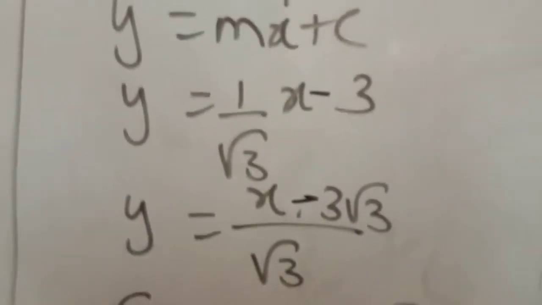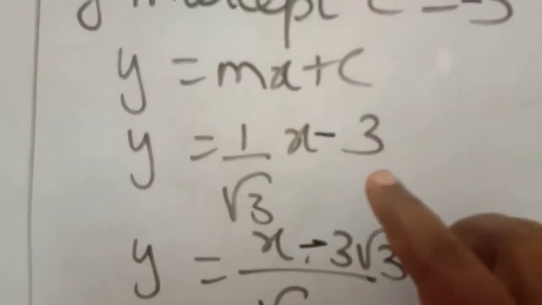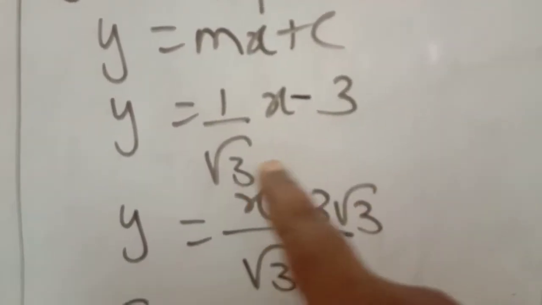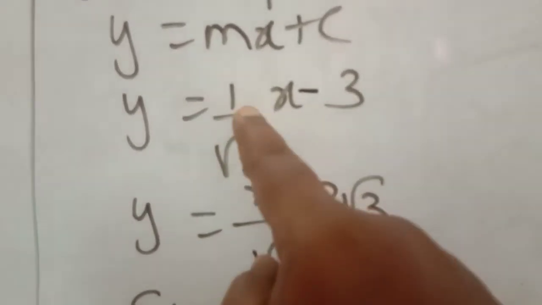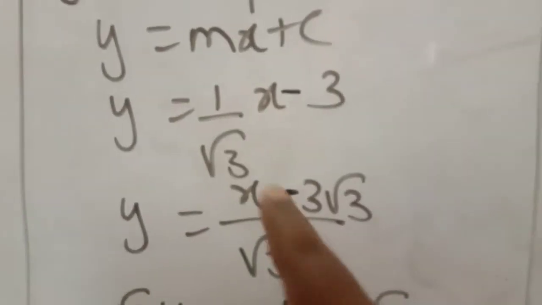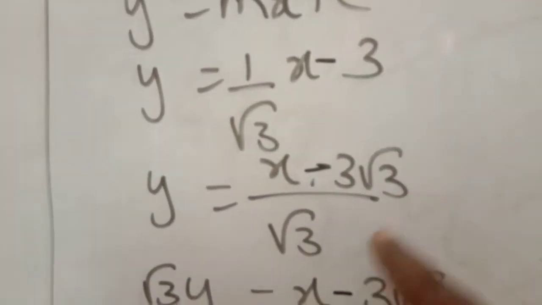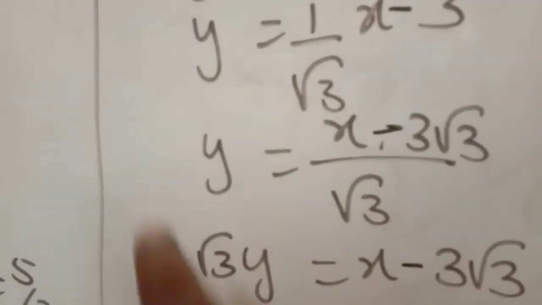So the equation is y is equal to mx plus c. M value 1 by root 3, c value minus 3. Take LCM. So root 3, here 1 into x, so x, minus, here nothing is there in the denominator, so multiply by this LCM, 3 root 3. Now cross multiply, root 3 y.